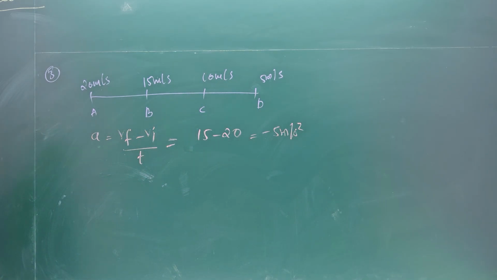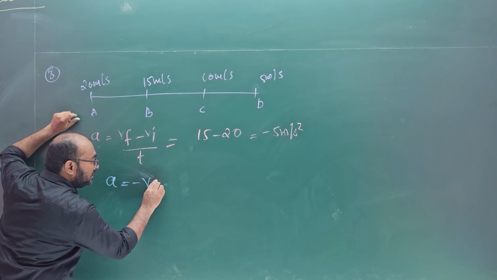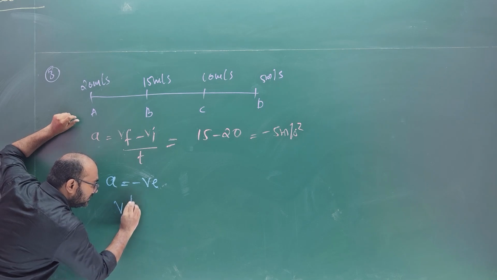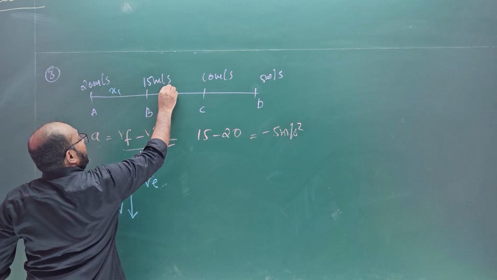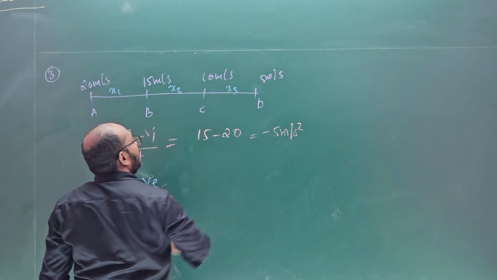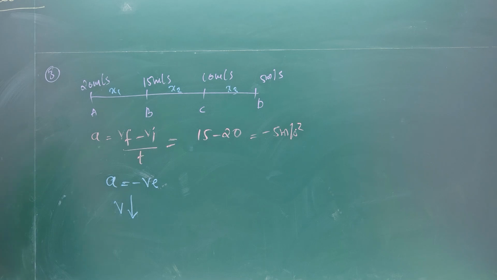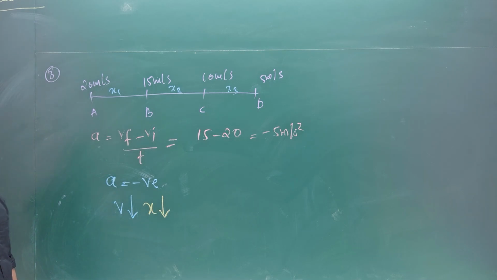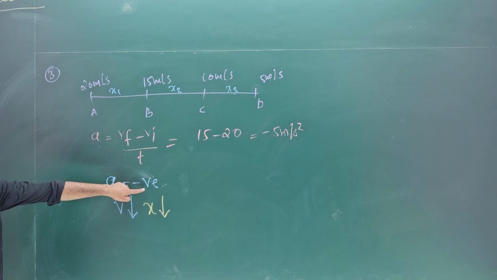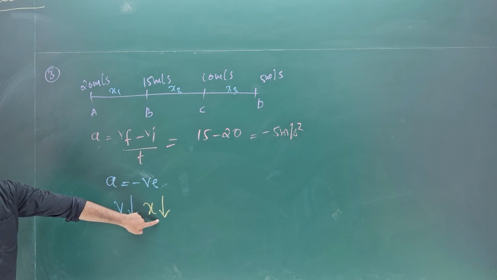Is acceleration negative or positive this time? Negative. If acceleration is negative, then can I write that velocity is decreasing? Velocity is decreasing. Okay, x1, x2 and x3. In x1, x2, x3, which one is the smaller one and which one is the biggest one? x3 will be the smallest one. So can I also say that displacement is also decreasing? So whenever acceleration is negative, velocity is decreasing, displacement is also decreasing.